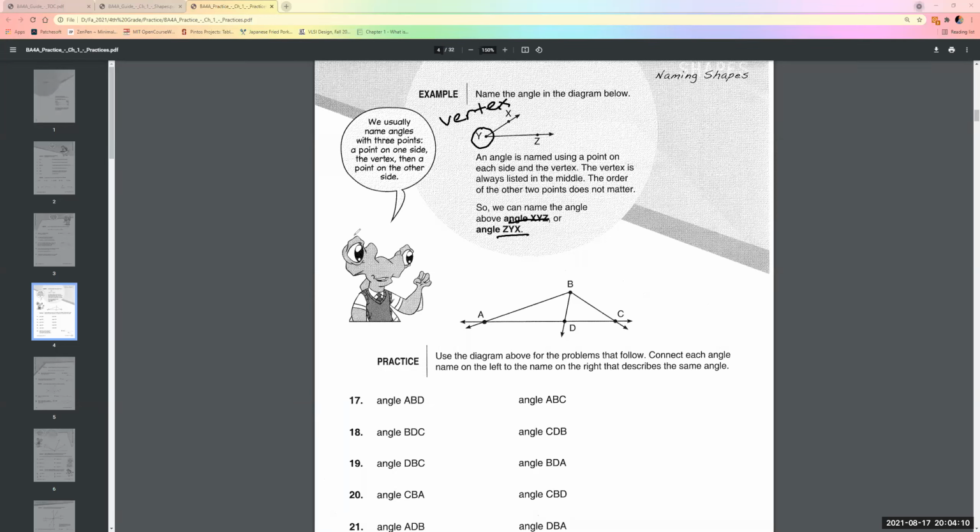So these are defined with just 3 points: 1, 2, 3, and then having 2 lines start from the vertex going through your 2 side points. Does that make sense, everyone?